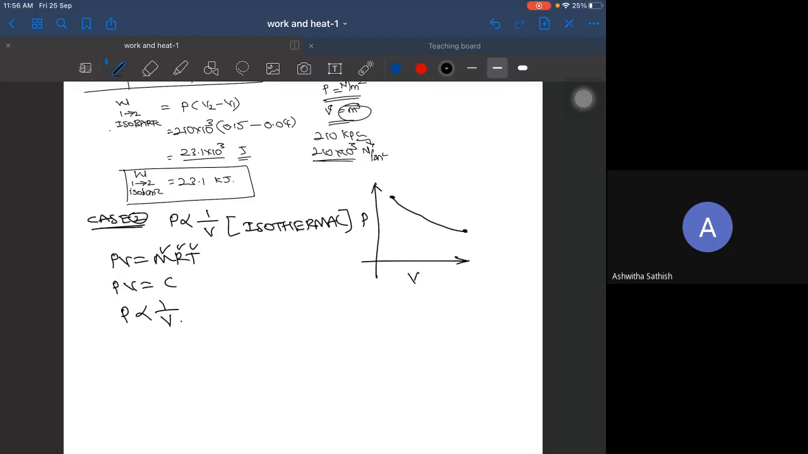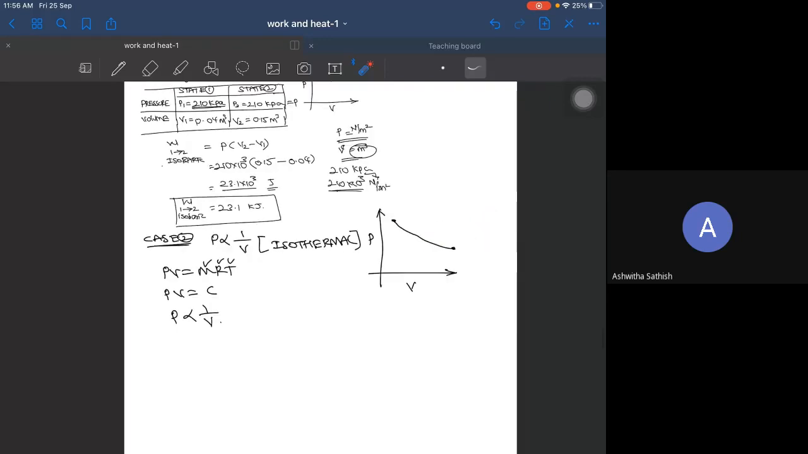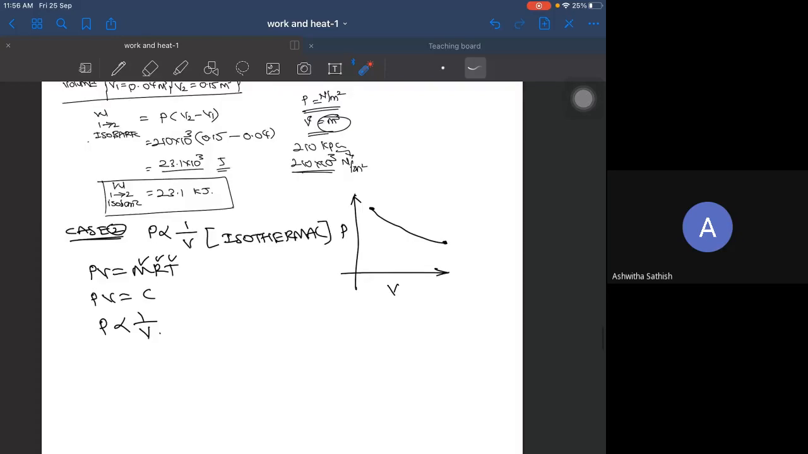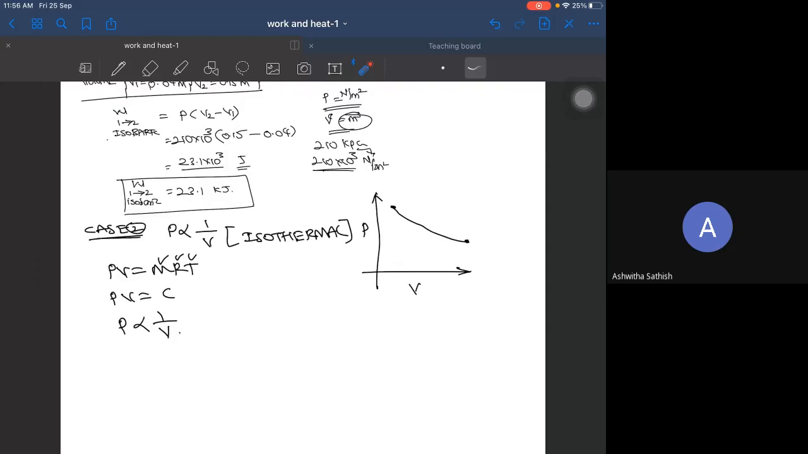Yes, it is an isothermal process. Now we have to decide whether my state 1 is here and state 2 is here and it goes in this direction, or whether my state 1 is here and it goes in this direction. How do I come to a conclusion about this? You know very well about the initial state, is it?